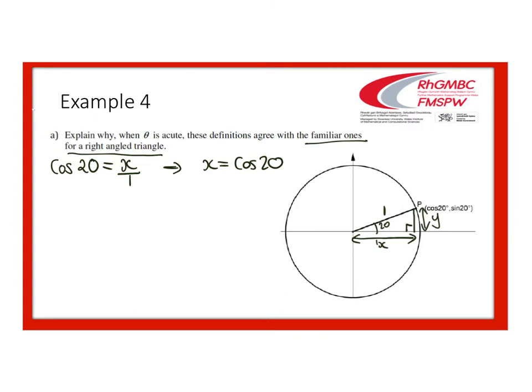If I do the same for y, y's relationship with the angle theta is opposite. Again, I will use the hypotenuse, so we're going to use opposite and hypotenuse, sine. So we get sine theta is equal to y over the hypotenuse, which is 1. So we get sine theta equals y. And so you can see here that the definitions that we've been provided in the question agree with our familiar ones, because all we've got is a standard right-angled triangle.